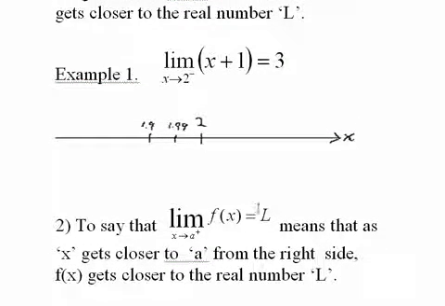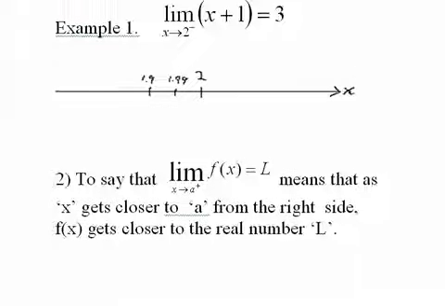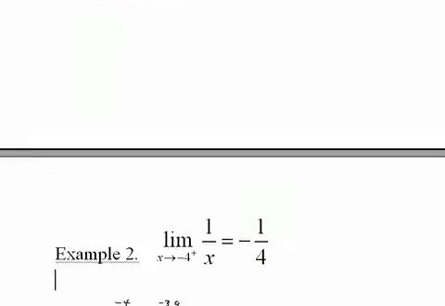To say that the limit of f of x as x approaches a from the right, that's what that plus means, from the right, equals L, means that as x gets closer to a from the right side, f of x gets closer and closer to the real number L. Let's get an example here.